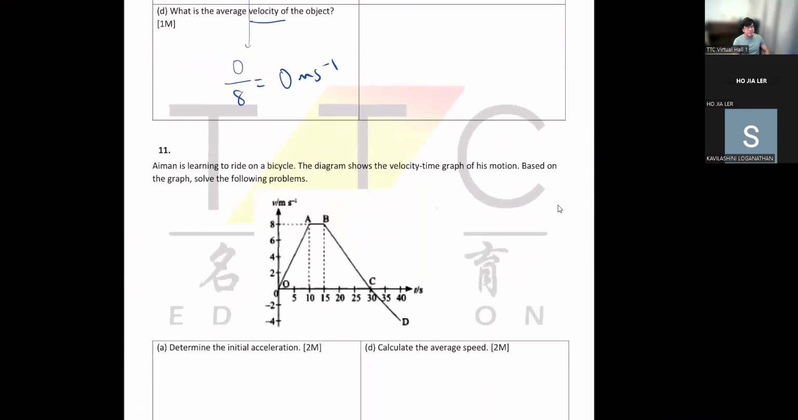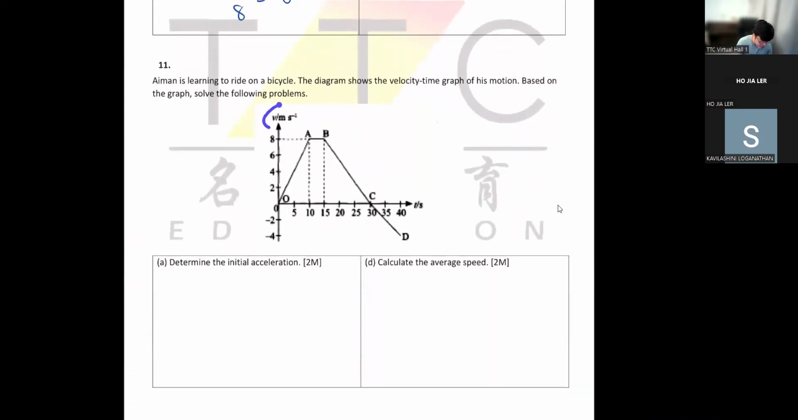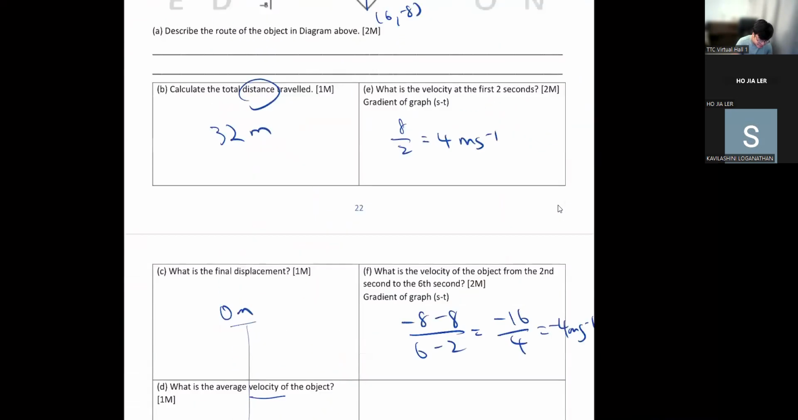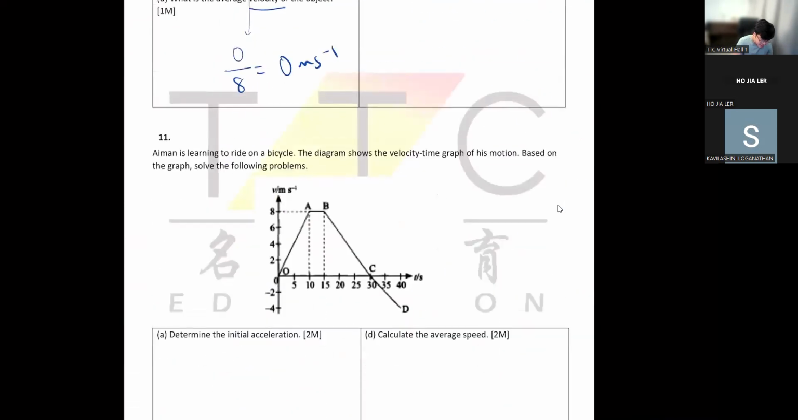Okay, easy, huh? So let's do one with the velocity one. Okay, so this is a velocity time graph. Just nice. So for a velocity time graph, the gradient is the acceleration. The displacement is the area. So the area is the displacement. The gradient is the acceleration.